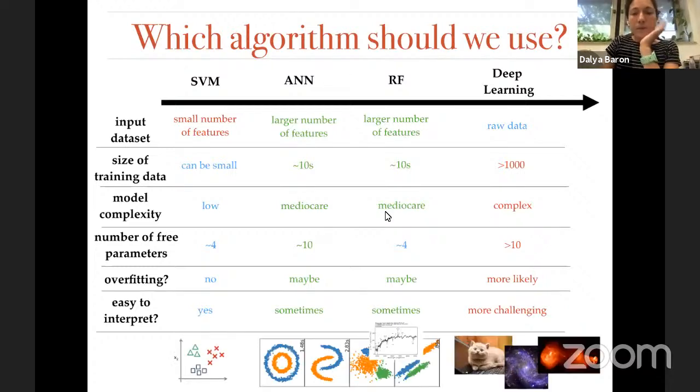So I've shown you different properties of these different algorithms. And here we're starting with less complex algorithms and go to more complex models. And we can see here that for deep learning, we have more complex models, more free parameters, more challenging to interpret. Why should we use them?